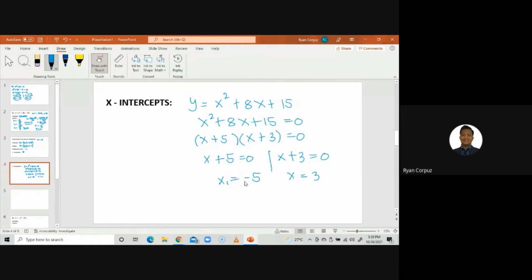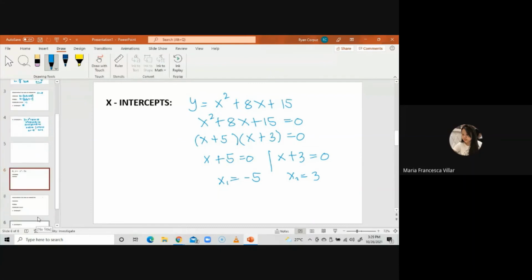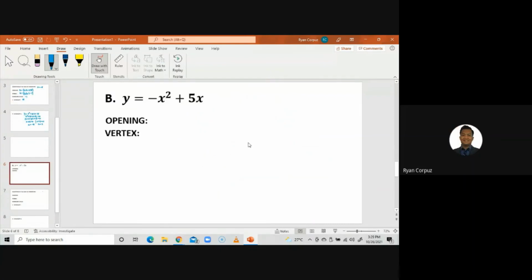So, this is x sub 1, ito yung x sub 2, and these two values of x are what we call as the x-intercepts, or also known as the zeros of the function. Any questions? Wala po, sir. Sige, pasadahan natin mabilis yung pangalawa. So, the given example here is y is equal to negative x squared plus 5x.